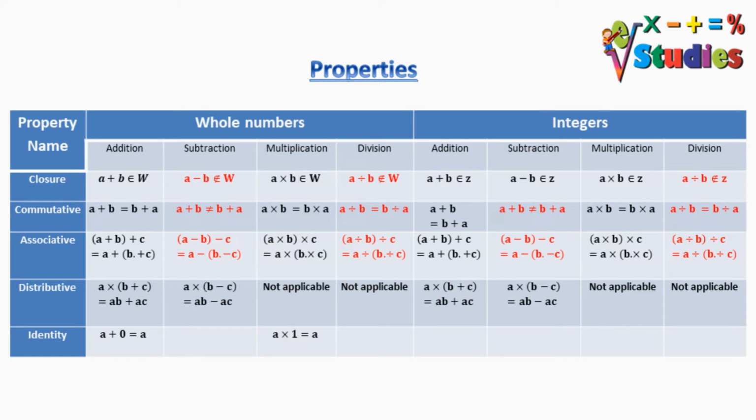Last one, we want to look at the identity. When 0 is added to any whole number, the whole number remains unchanged. Also, when a whole number is multiplied by 1, it remains unchanged. This property is also applicable to integers. When an integer is added to 0, it remains unchanged, and when an integer is multiplied by 1, the integer doesn't change.